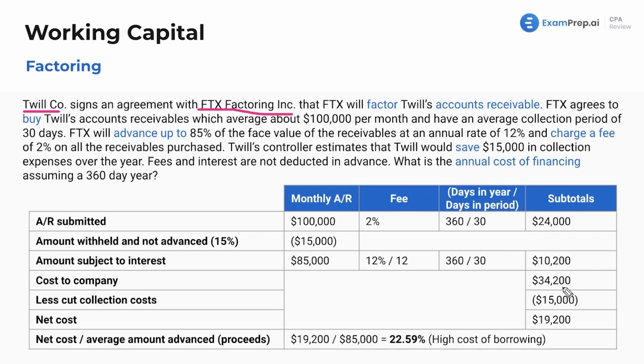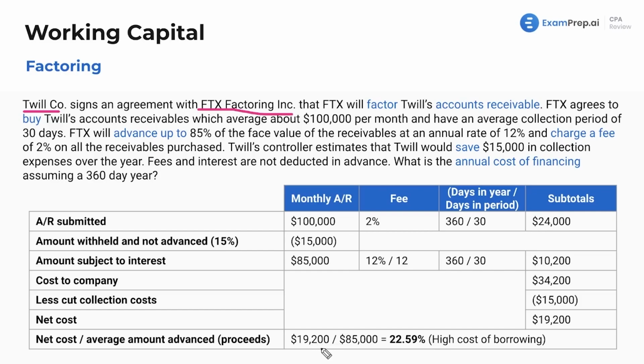However, as we say, we're going to save $15,000 in collection expenses. So we're going to deduct that from the costs because we're actually saving this money, giving us a net cost of $19,200. And this is our net cost, right? So this is our outflows divided by inflows. We want to do that. That's the cost for anything, outflows divided by inflows, or some variation of it, but that's the general gist of how to calculate the cost.